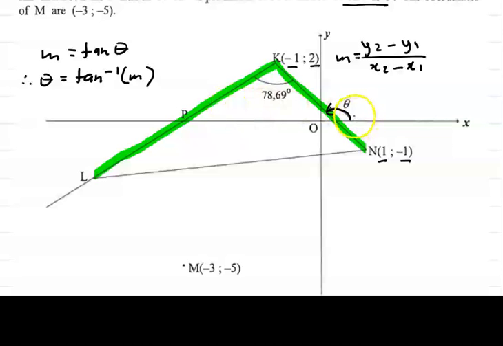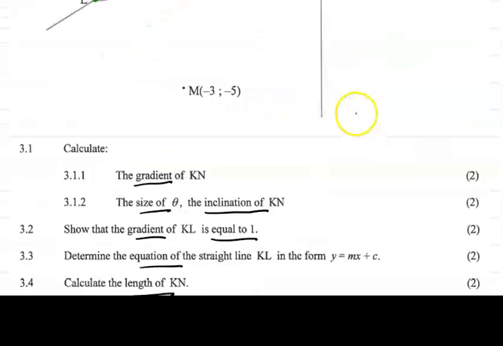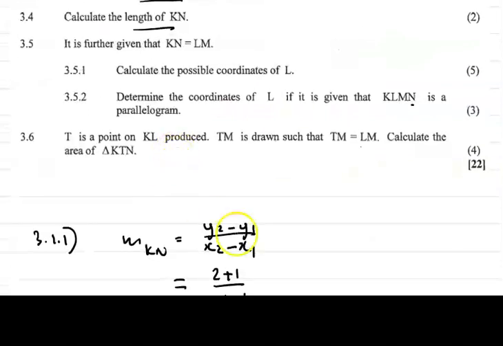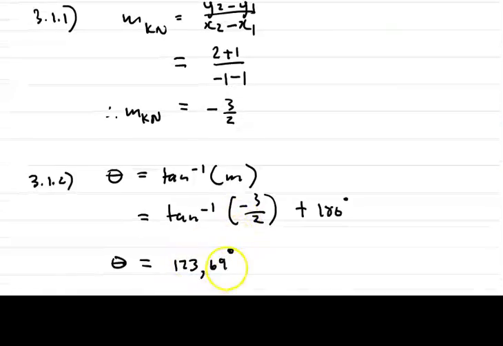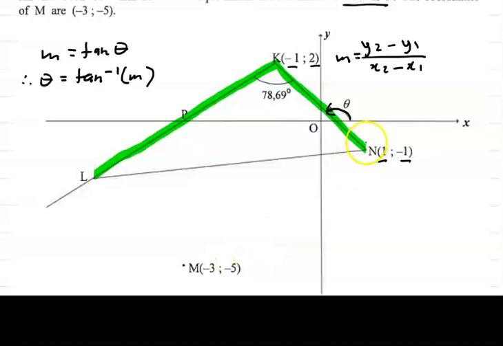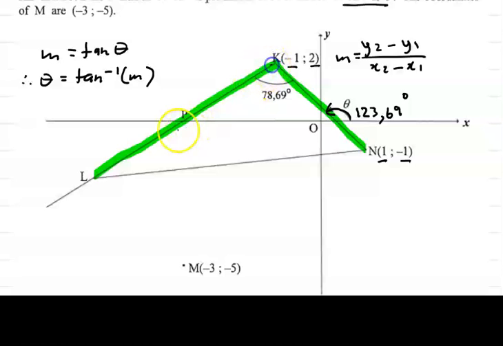But what do we already know about? So we just found theta, and theta is 123.69 degrees. If you look at this particular triangle here, you'll be able to see that KPO is a triangle. And if you look here, 123.69 degrees, theta, is an exterior angle of the triangle.